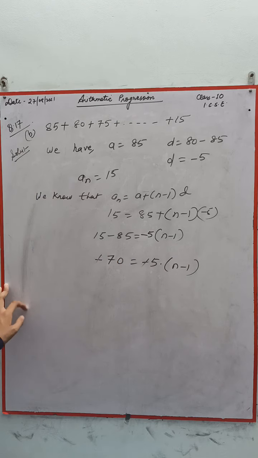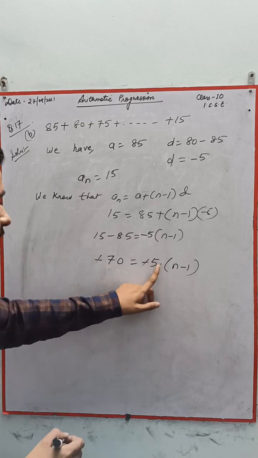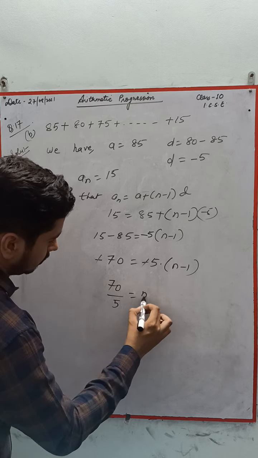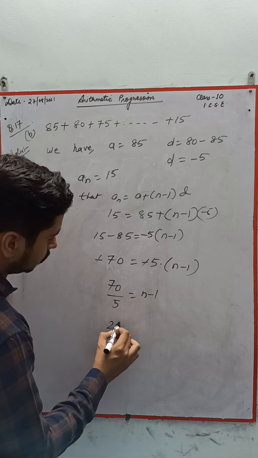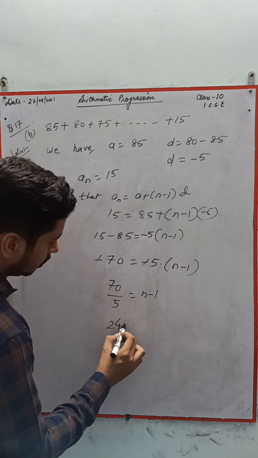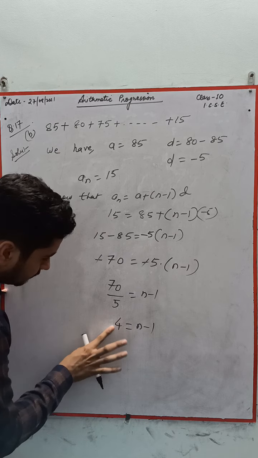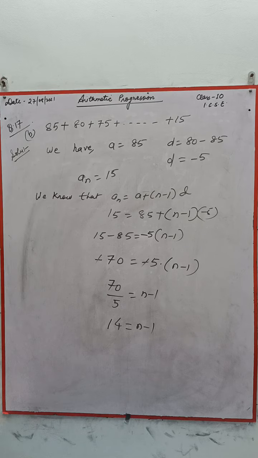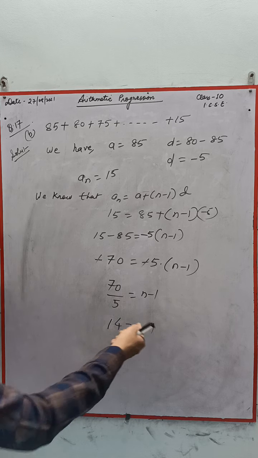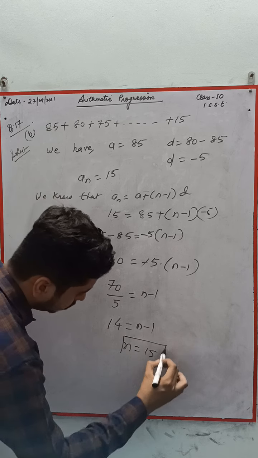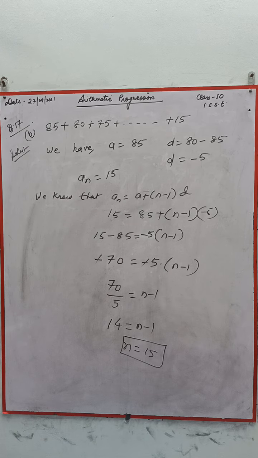Minus and minus we can cancel. This 5 will be transposed here. This will give you 14 equal to n minus 1. Transposing 1 here, so n is equal to 15. You got n is equal to 15.